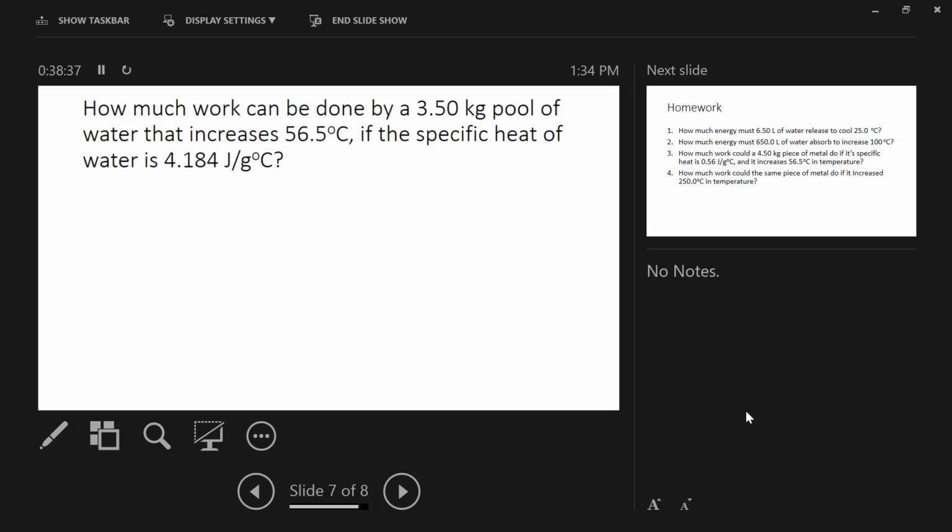What was the answer to our other one? Was it 267,000? 267,000. This is 827,000. So almost 4 times as much. Really just actually a little bit more than 3 times as much work that can be done. Same amount of material, same temperature change, but a much higher specific heat.